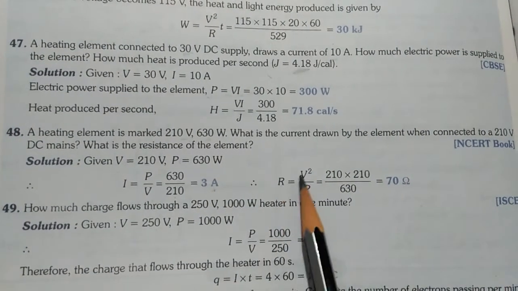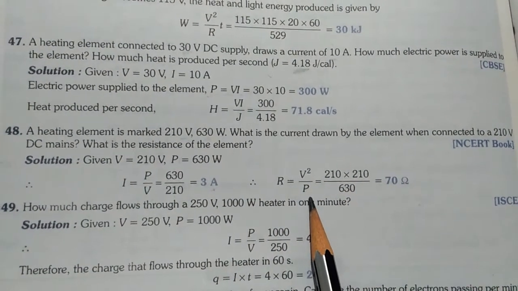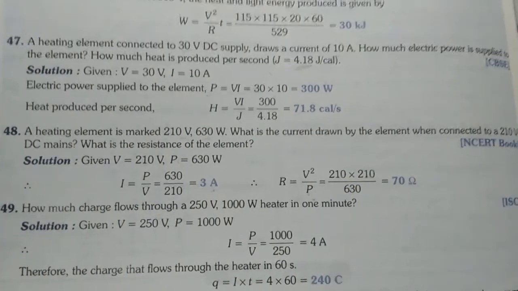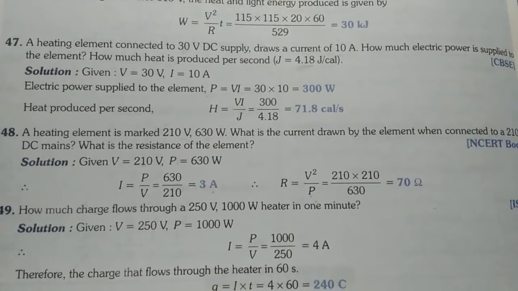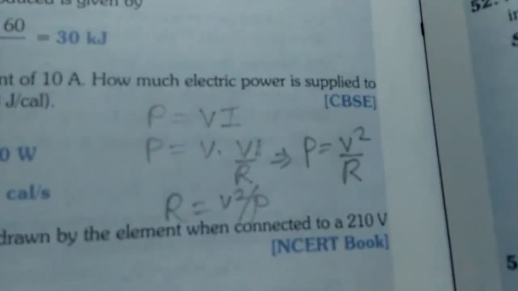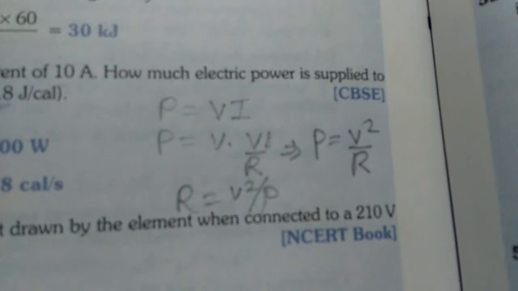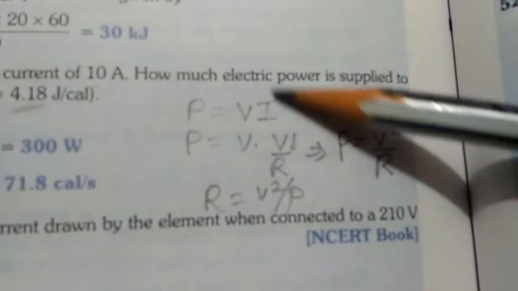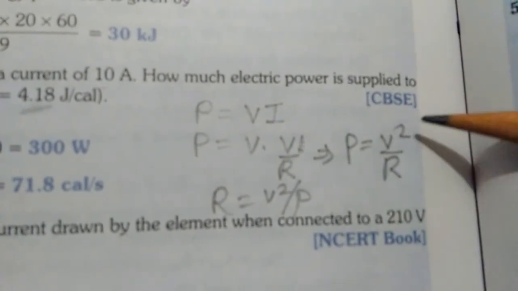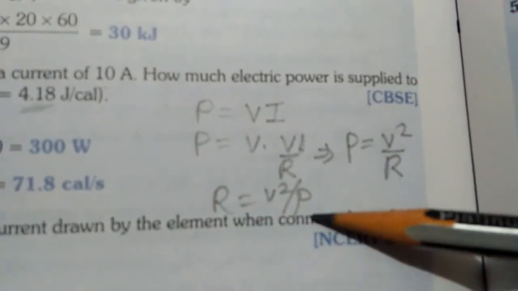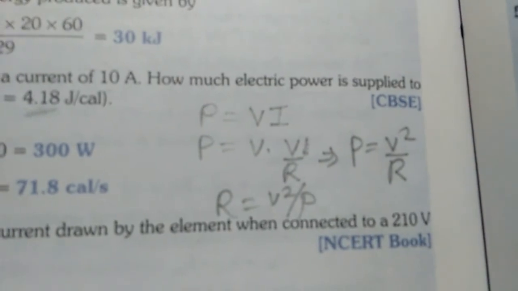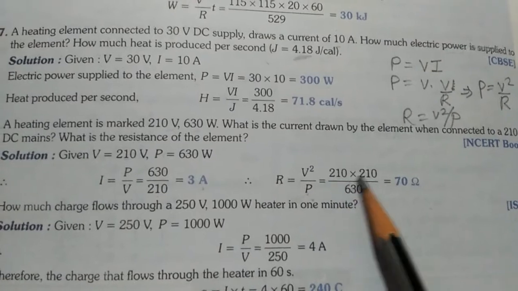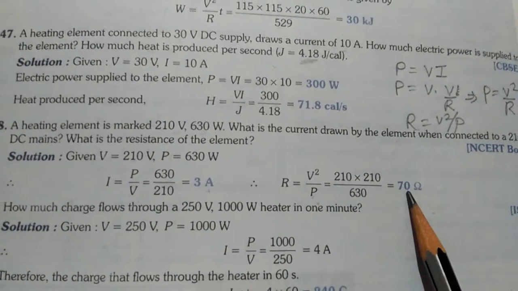Then resistance R equals V square upon P. Okay. These formulas we get from putting the value of I in the formula of power. So here you see P equals V into I. By putting the formula of I from Ohm's law, in place of I we put V upon R. So P equals V square upon R, or R equals V square upon P. So this formula we used here. By putting the values of V and P, we get the value of R as well.